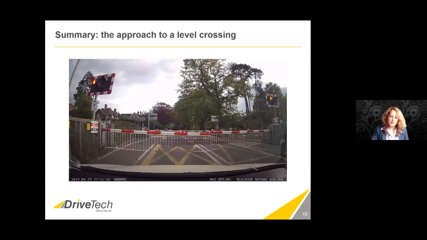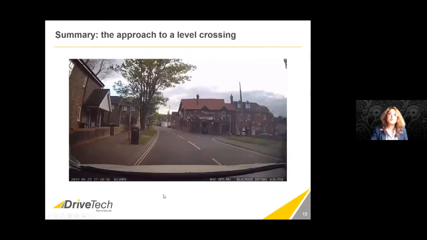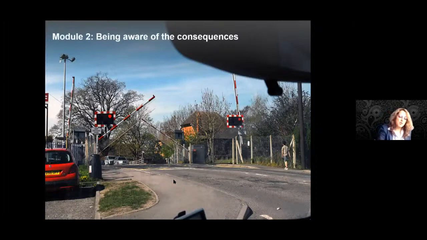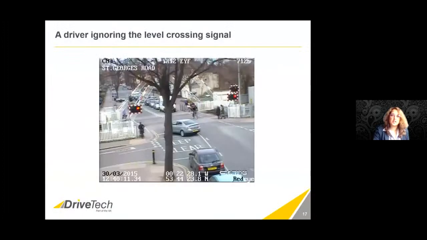So that's module 1 that we cover. We then go on to module 2, which is the consequences. Now, this is a module which hits most delegates quite hard, because many people don't think about the consequences of the risk that they're taking. I'm going to show you this footage. This is what a typical police van will be looking to see day in, day out.